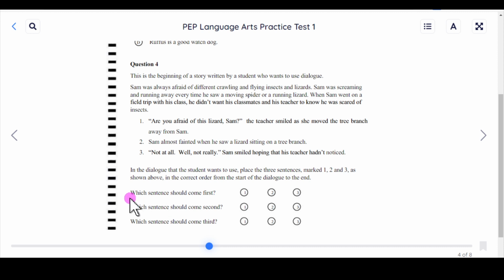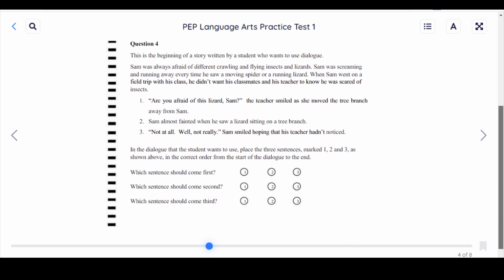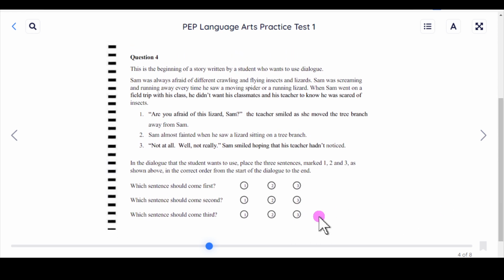So let's go now. Which sentence should come first? Is it 1, 2, or 3? Which sentence should come second? 1, 2, or 3? Which sentence should come third? 1, 2, or 3? All right. Now, just looking at it, I think that 3 should come last, because it seemed logical that this one is at the end. When I was reading through it, that's what came out to me. But let's go. I want to think 2 should come first.